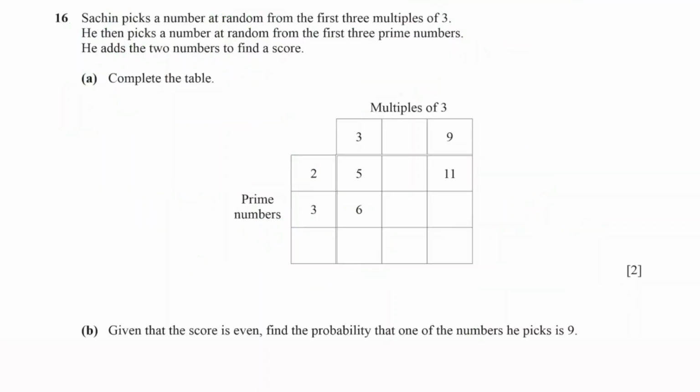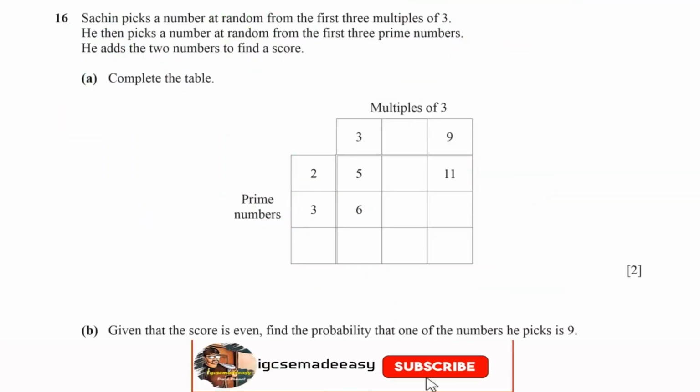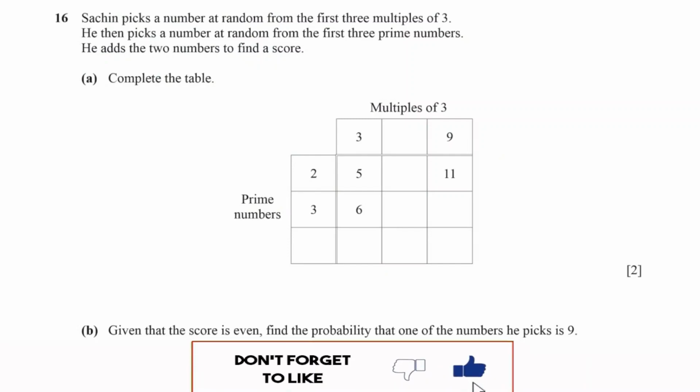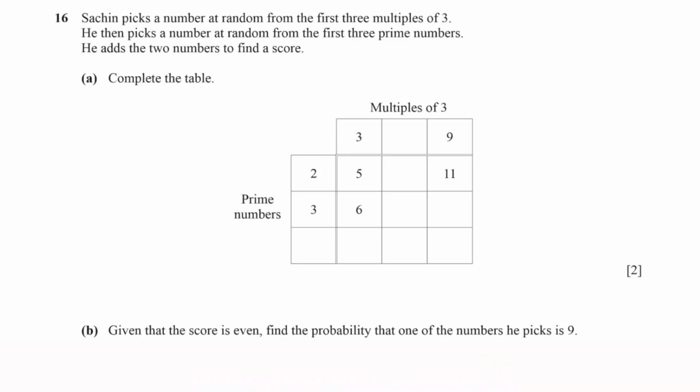So let's move. Question number 16. Sachin picks a number at random from the first three multiples of 3. Okay. The first three multiples of 3 are what? 3, 6, 9. And he then picks a number at random from the first three prime numbers. The first three prime numbers are 2, 3, and 5. The least prime number is 2, then 3 and then 5. This is the first three prime numbers.